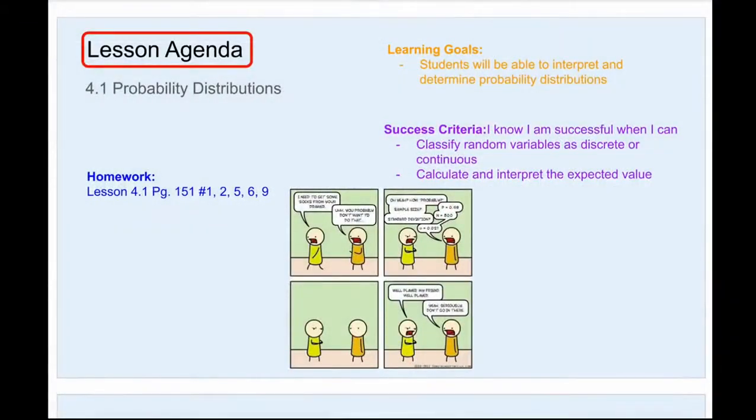Today's lesson, we are going to be looking at probability distributions. So in this unit, we are going to add on to the probability concepts that we already know, and we're going to look at basically a new idea, which is looking at all of the different possible outcomes, or all the different scenarios, and looking at the probabilities for that.